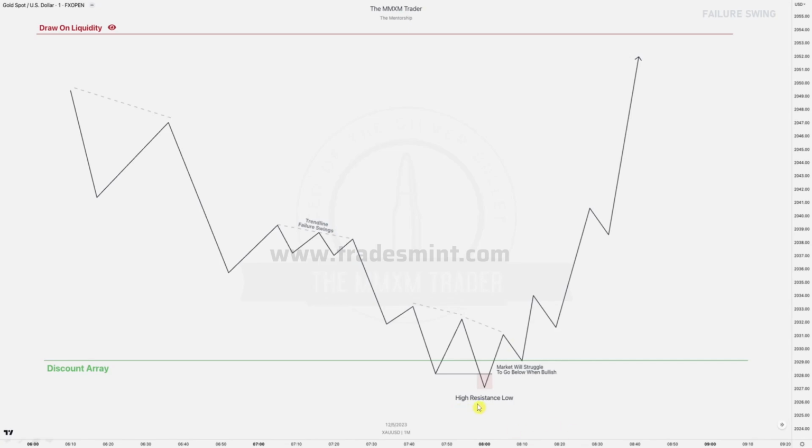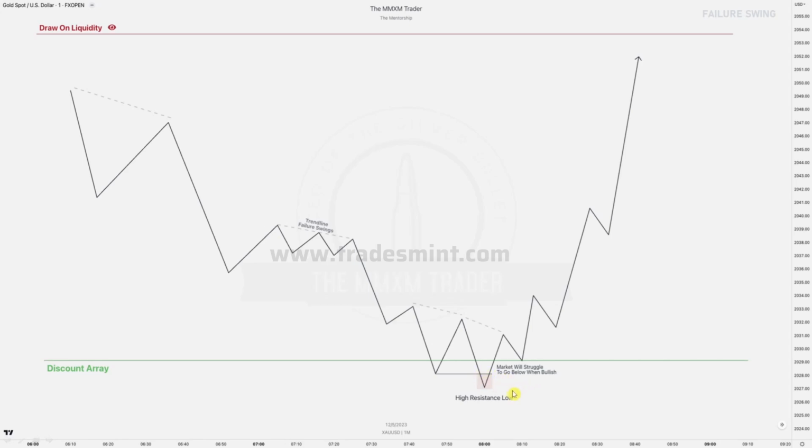Over here we've got that high resistance low, because we run that previous low and then reject immediately. So this is a good confirmation that we are heading into bullish order flow. I always say high resistance liquidity runs happen on the opposing side of our order flow. So once we are bullish, every low that gets ran and rejected is probably a high resistance liquidity run. And the market will struggle to go below those lows when we are bullish.